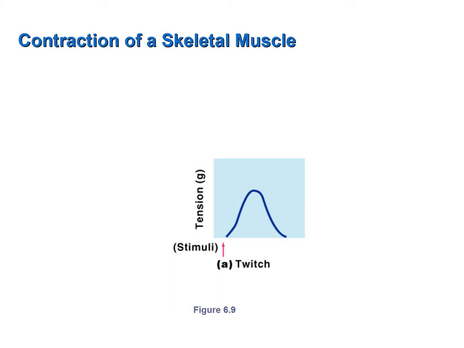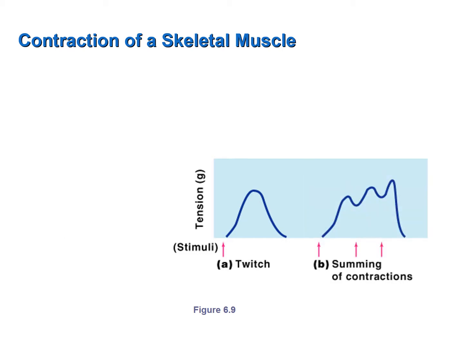So we observed that a brief single electrical stimulation causes a rise in tension and then a drop in tension, and that's called a twitch. And we saw this rise in tension and this drop in tension due to the release of calcium from the sarcoplasmic reticulum and then the reuptake of that calcium from the sarcoplasmic reticulum. Now, let's observe what occurs if we deliver several electrical stimulations in succession. So here we have 3 electrical stimulations being delivered to that frog gastrocnemius muscle.